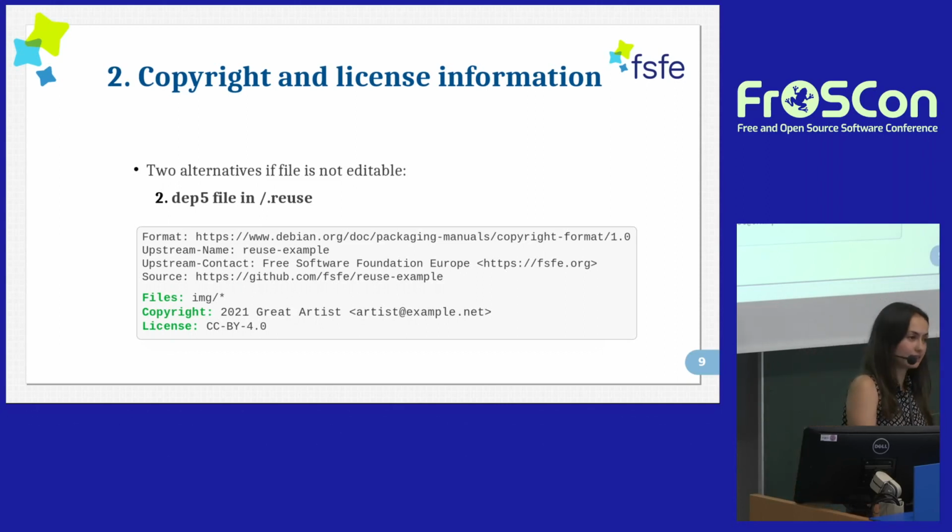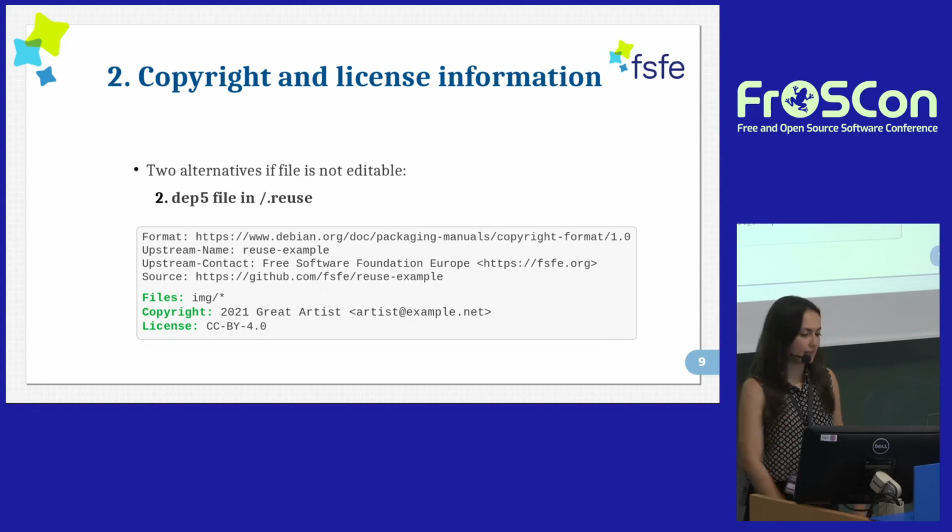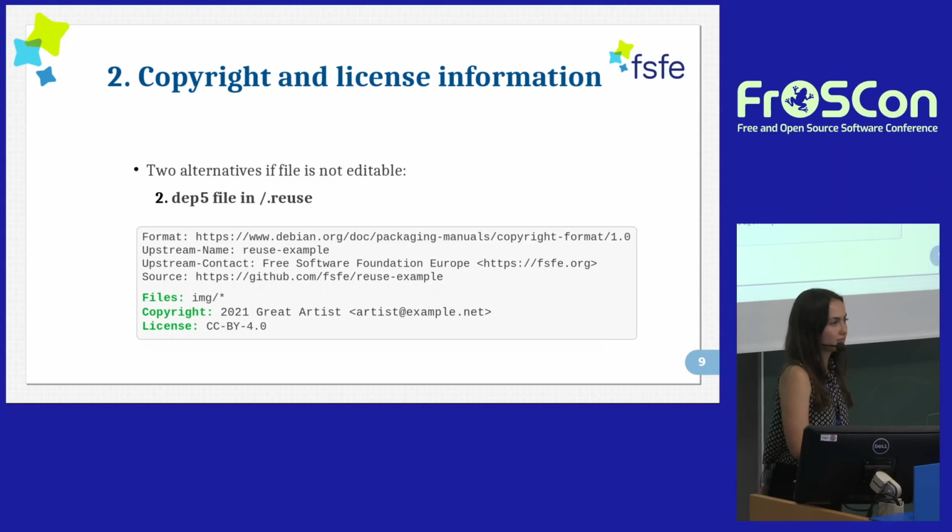So we have an alternative for this case, though there are some ongoing developments, which I will talk about later on. But we have this dep5 file that we're going to store in a directory called .reuse. The dep5 file is a Debian project. We're also, again, integrating already existing practices.